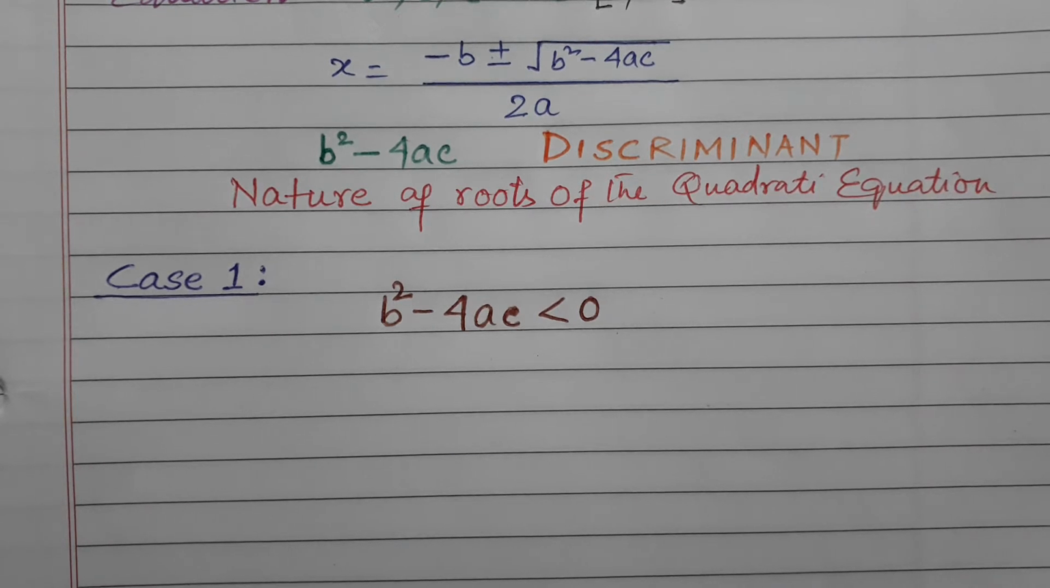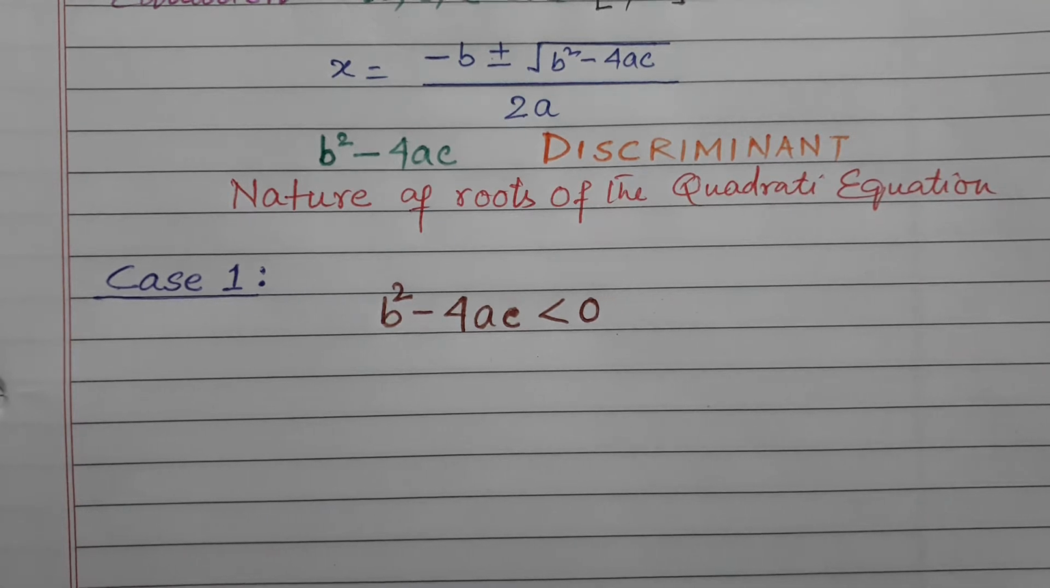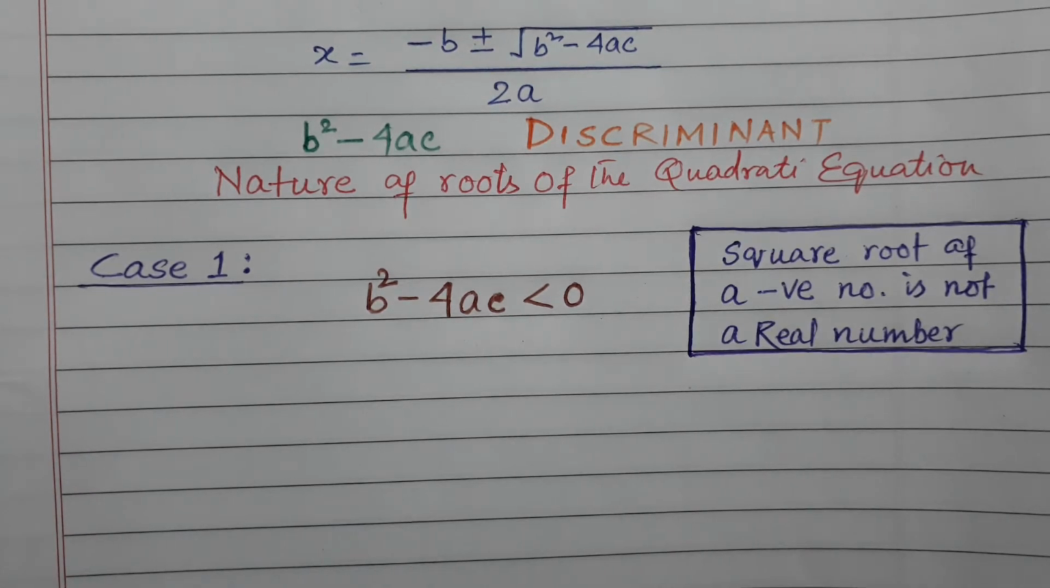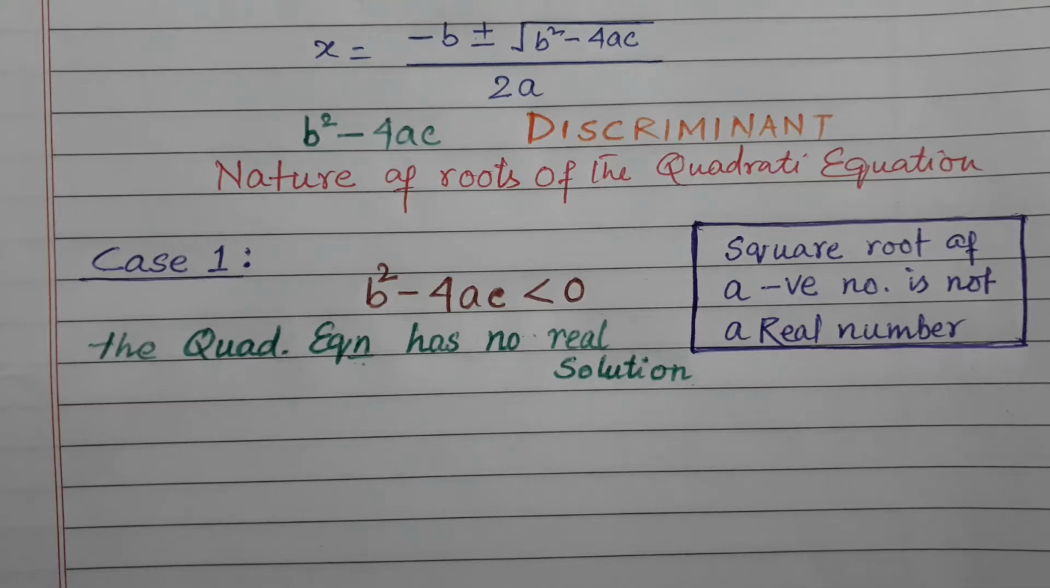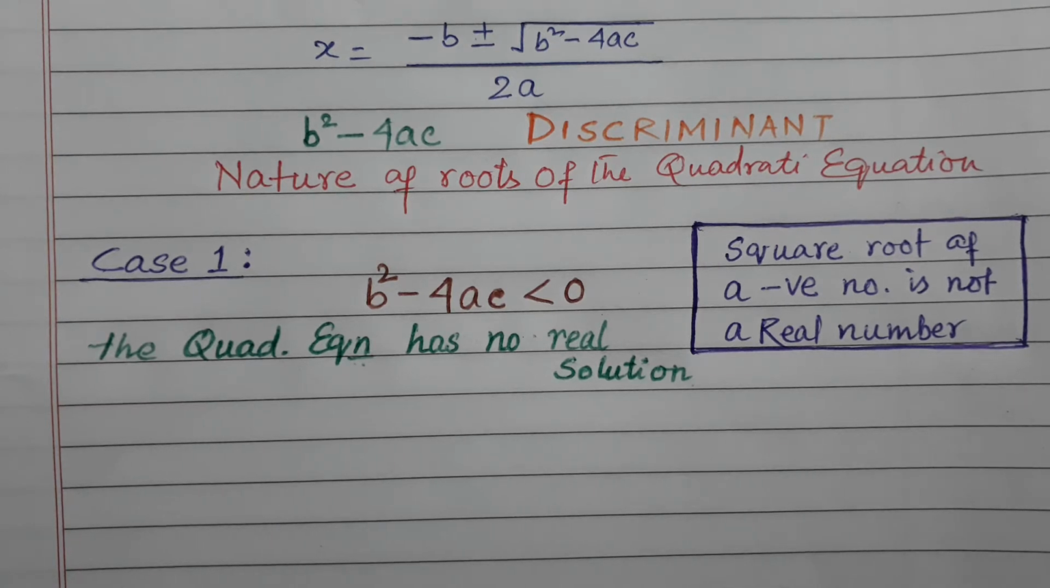Let's see the first case, when b square minus 4ac is less than 0. That is when b square minus 4ac is a negative number. Since we know that the square root of a negative number is not a real number, root over b square minus 4ac will not be a real number, and hence x will not be a real number. So the quadratic equation has no real solution.